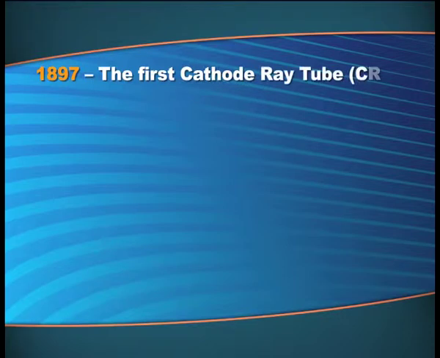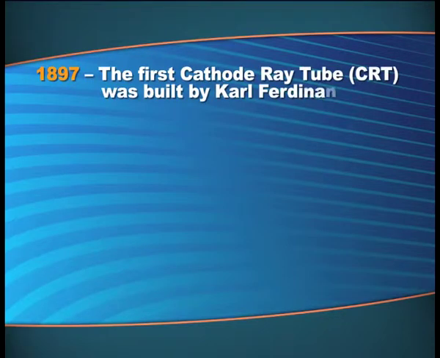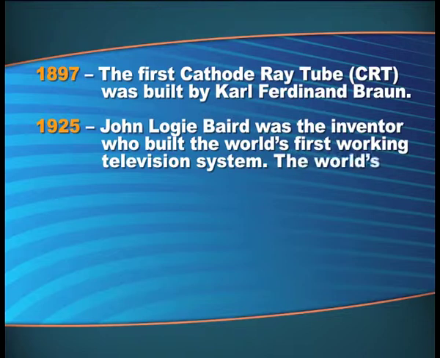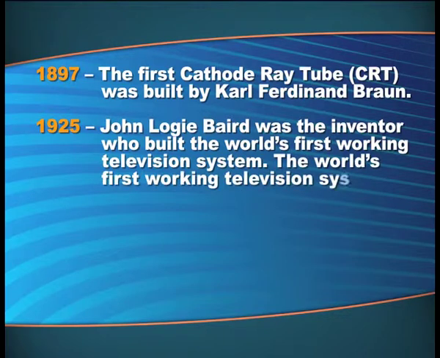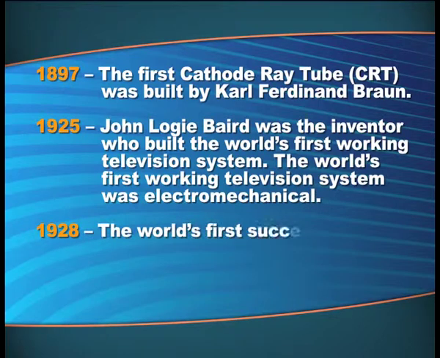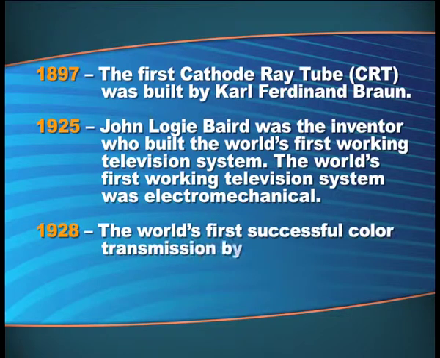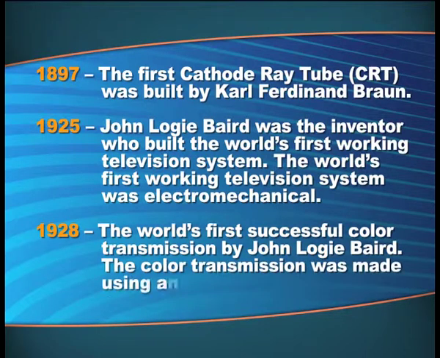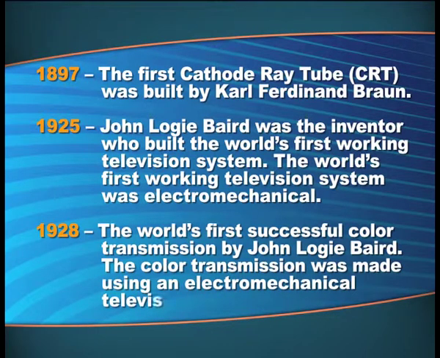1897, the first cathode ray tube, CRT, was built by Carl Ferdinand Braun. 1925, John Logie Baird was the inventor who built the world's first working television system. The world's first working television system was electromechanical. 1928, the world's first successful color transmission by John Logie Baird. The color transmission was made using an electromechanical television system.